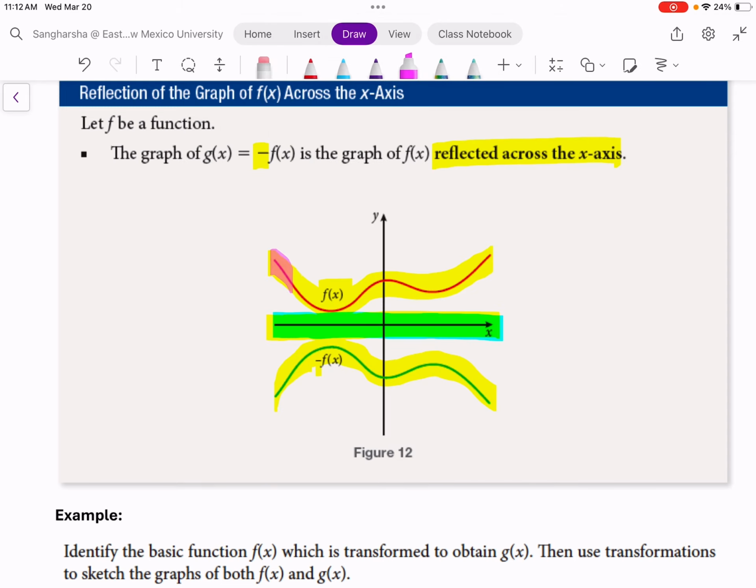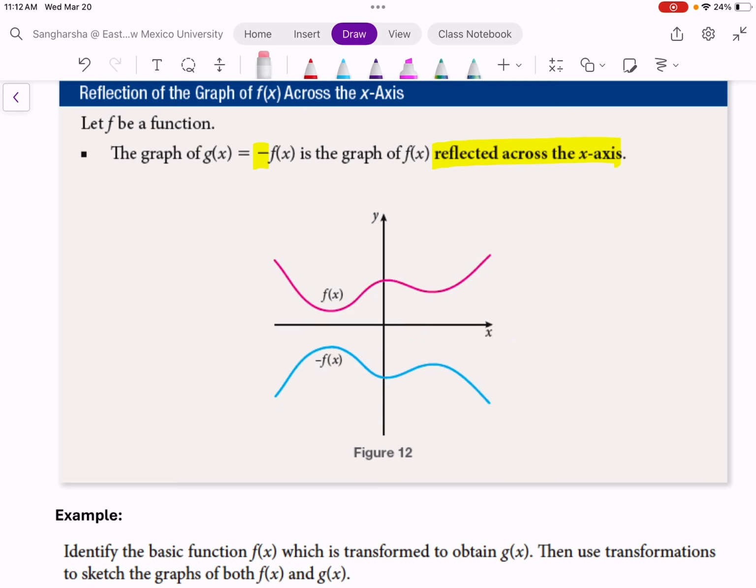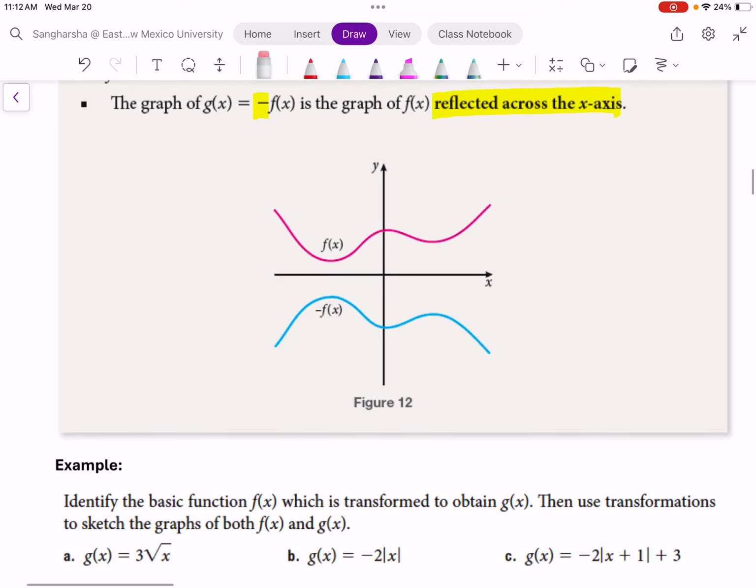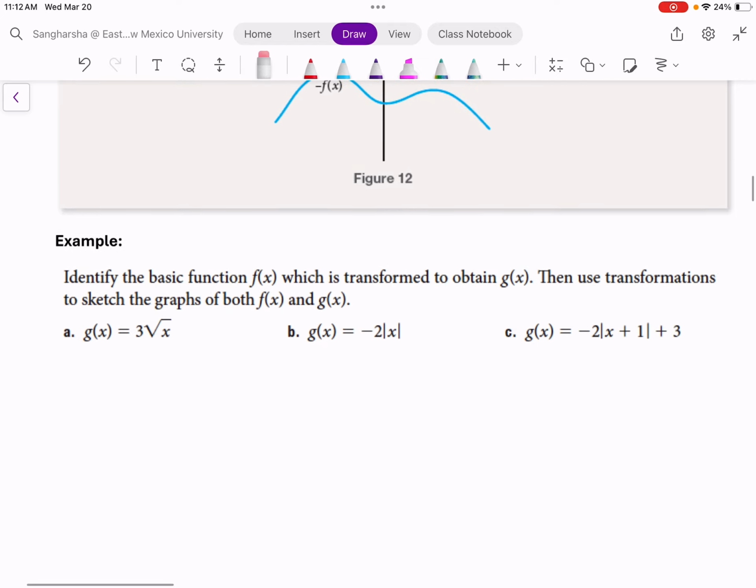If we have a mirror along the x-axis, and this is the graph that we have here, when we place a mirror here, this is the image that we're going to see, right? So this is the reflection. Whenever we multiply a function by a negative, it is reflected across the x-axis. Now with this transformation, let's try to plot a graph for different functions.